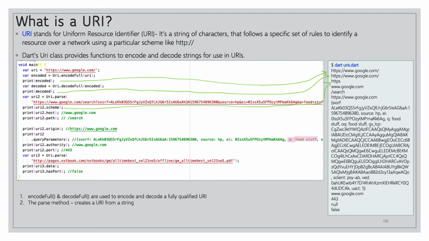The port that I chose to use is 443 because it's HTTPS instead of HTTP, which would be 80 or 8080 or something like that. Then I have a new parse, and I pass in a given PDF here just to show you the difference. And when I print out uri3.scheme, I get null. And when I print out uri3.hasPort, I get false.